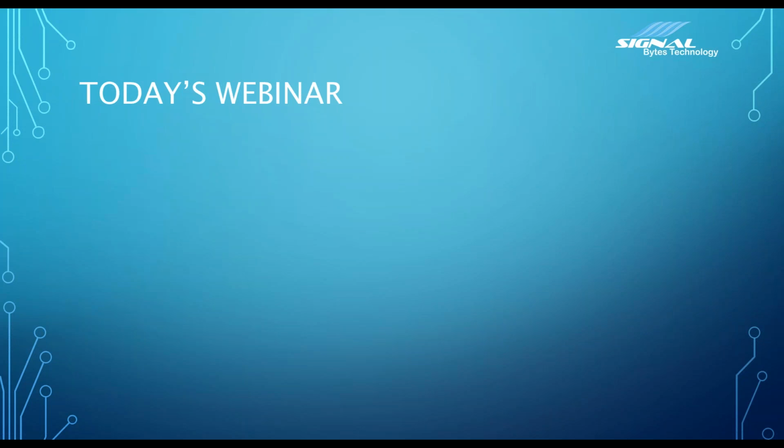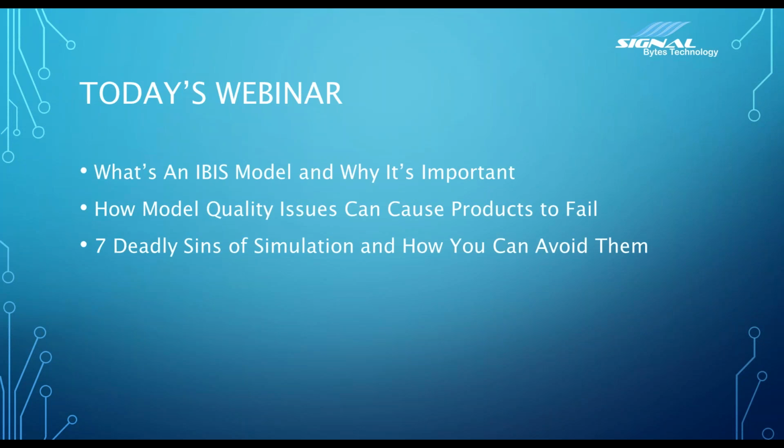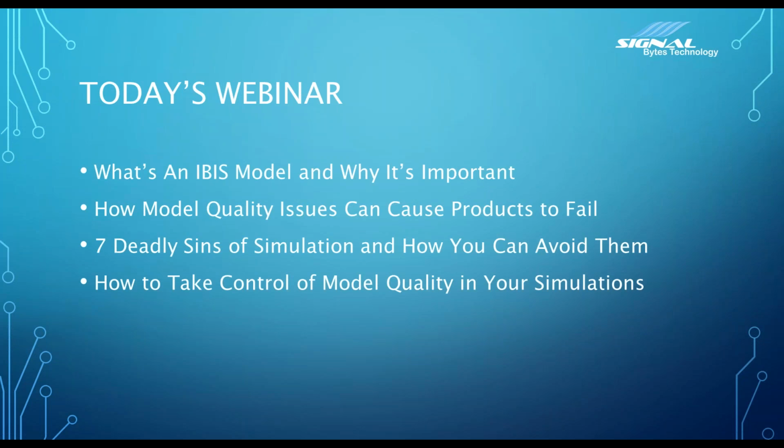Okay. So let's talk about today's webinar. We're going to cover a couple of things today. The first thing is we're going to do a brief overview of what an IBIS model is and why it's important. Then I'm going to talk about model quality issues and how that can cause products to fail. Then we're really going to get into the seven deadly sins of simulation and how you can avoid them. And then I'll finish that off with how you can take control of model quality in your simulation. Okay? So here we go. Let's get started.